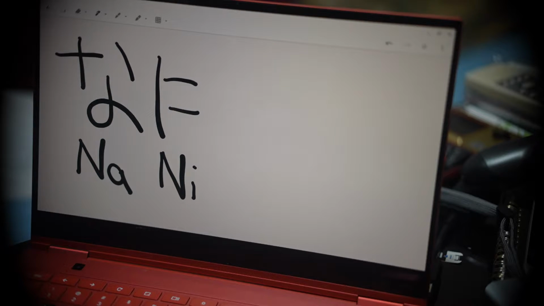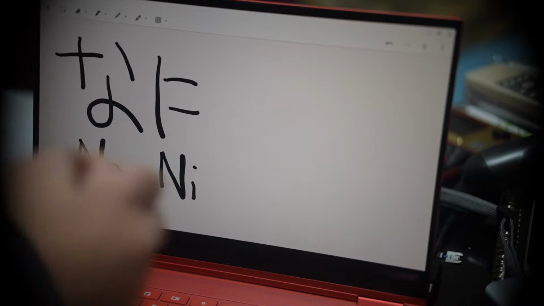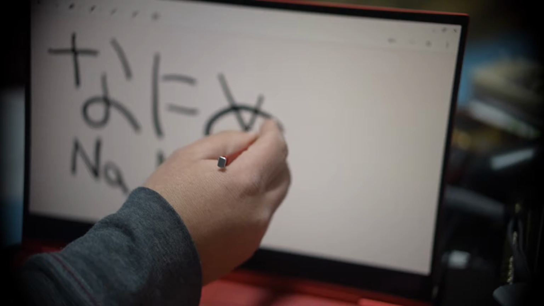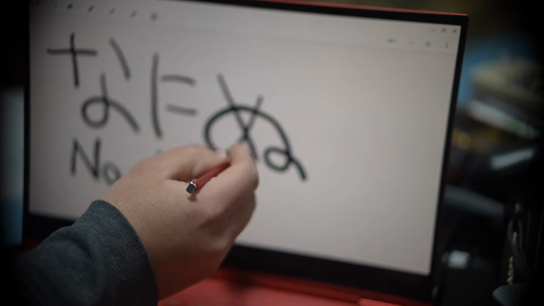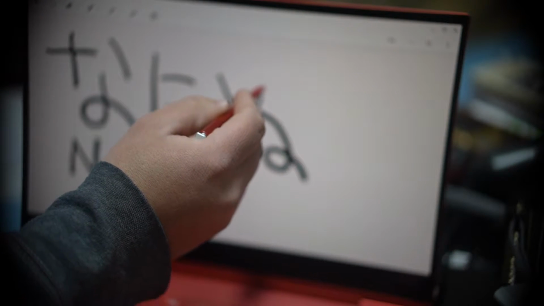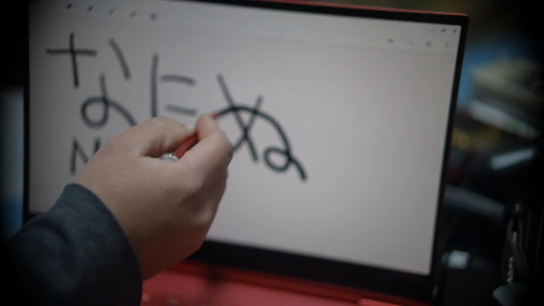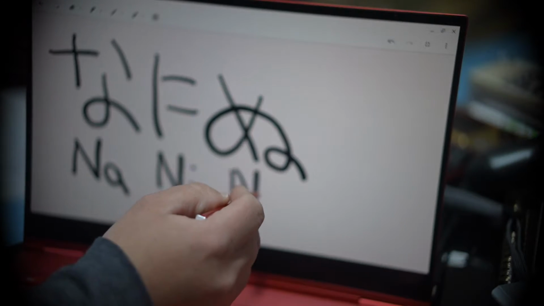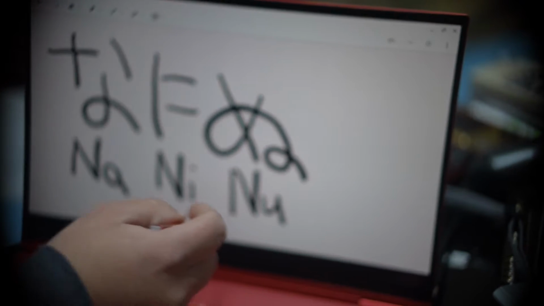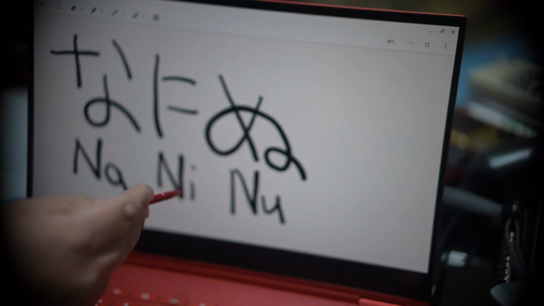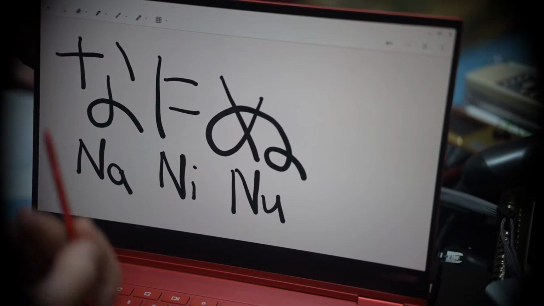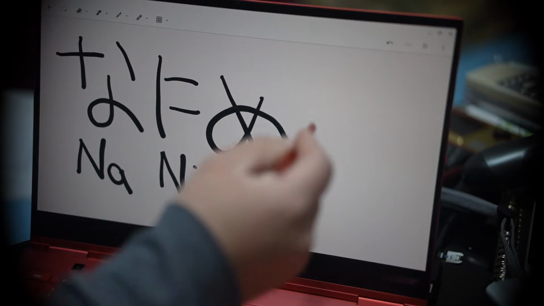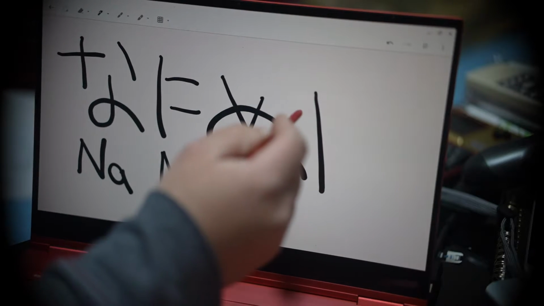Alright, so next we have nu. Now, nu is you're going to start from the top here and go down, around, and around. And nu you can find in an example word of inu, which means dog. So there's na, ni, nu, and next we have ne.